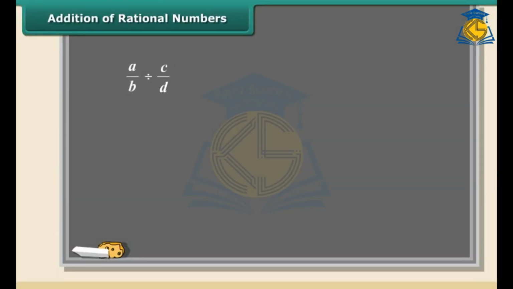Division of rational numbers is again a very simple thing to do. First of all, flip the second number over and make it a denominator.